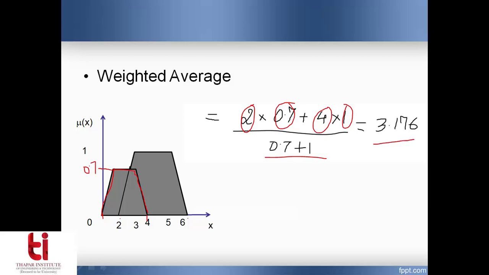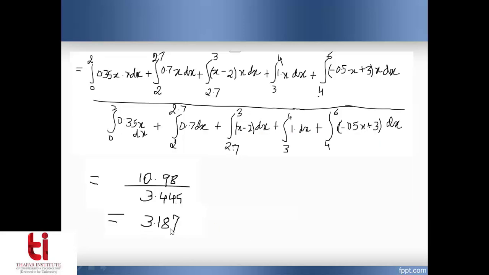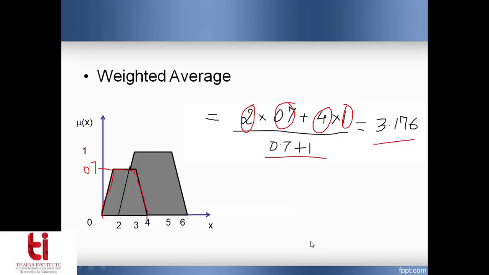If we compare the values of the centroid method and the weighted average method, you'll see they are very close. That is why this method is quite close to the centroid method, but it comes with the advantage that it is much simpler in calculation as compared to the centroid method. Okay, so that is quite a preferred method, weighted average.